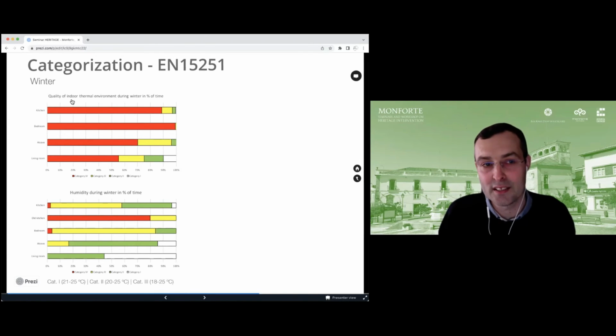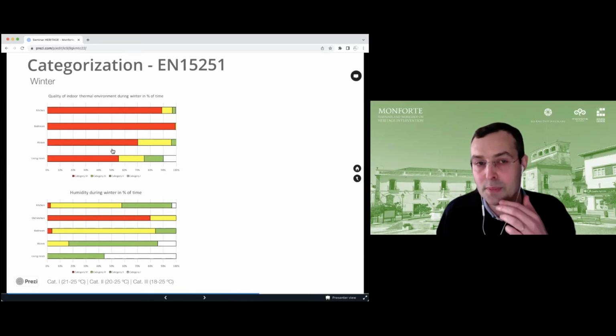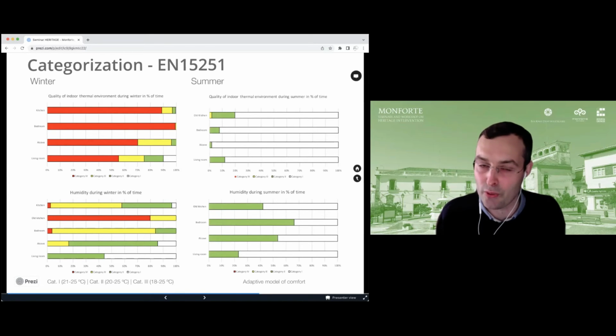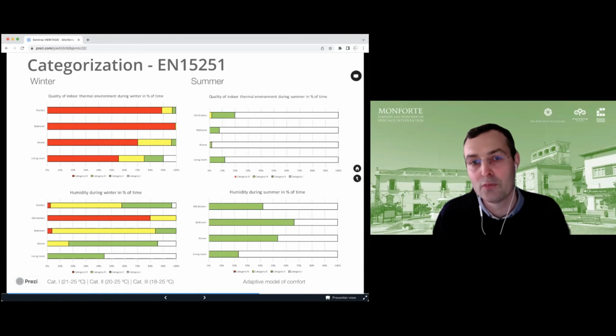And we can see that in the quality of indoor thermal environment during the winter, most of the time the building is in category 4, it's out of the boundaries, since the building is not heated in permanence, etc. Regarding the humidity, the results are quite satisfactory. But what is more interesting is that during the summer, in the building that has no mechanical cooling system, the building is most of the time in category 1, the most demanding category, in the part of the thermal environment, but also in the part of the humidity during the summer. It's most of the time in category 1 and category 2, just with passive means.